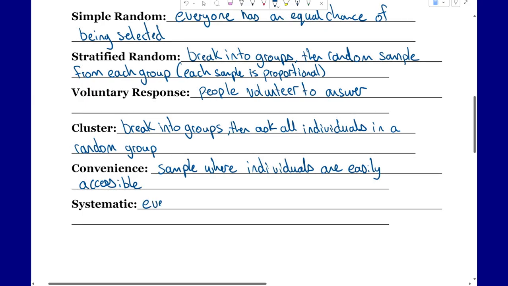Systematic, every nth person is selected. This would be an example where I line up all my individuals, or put them all into a spreadsheet, and I say I want to select every 10th person or every third person. So it's still random, but there's a little bit more of a system to it. I'm selecting a specific person in my list every time. That's systematic sampling.